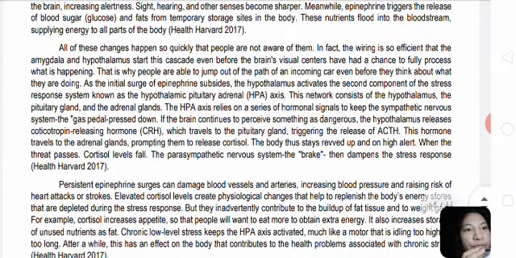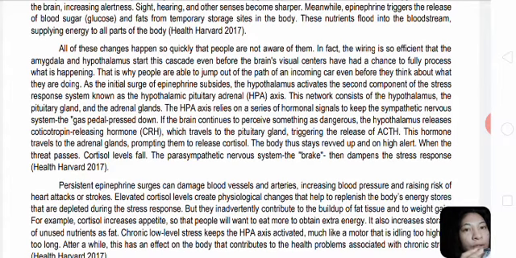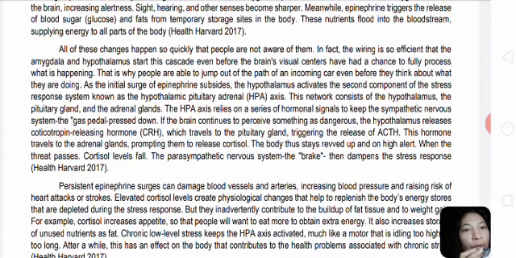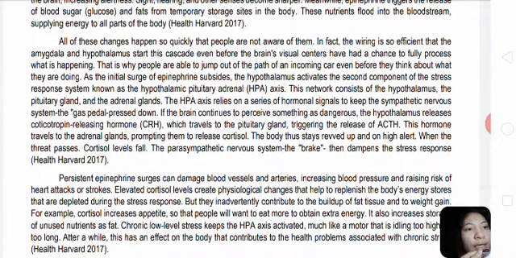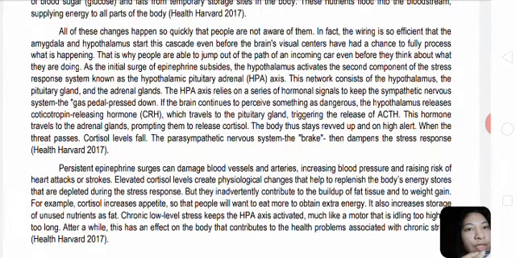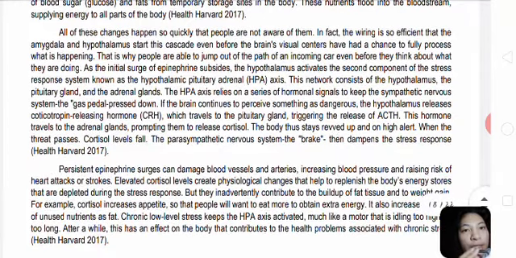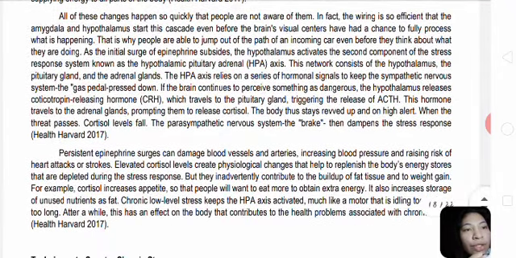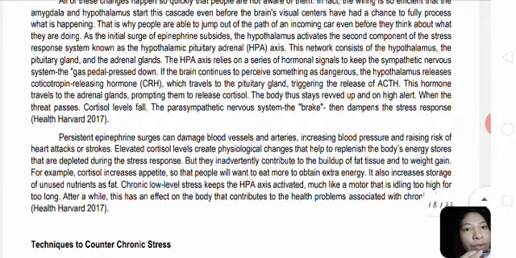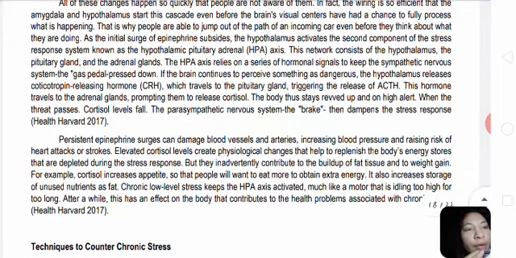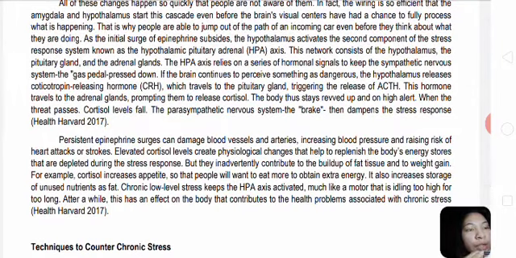If the brain continues to perceive something as dangerous, the hypothalamus releases corticotropin-releasing hormone, or CRH, which travels to the pituitary gland, triggering the release of ACTH. This hormone travels to the adrenal glands, prompting them to release cortisol. The body thus stays revved up and on high alert. When the threat passes, cortisol levels fall, and the parasympathetic nervous system, the brake, then dampens the stress response.